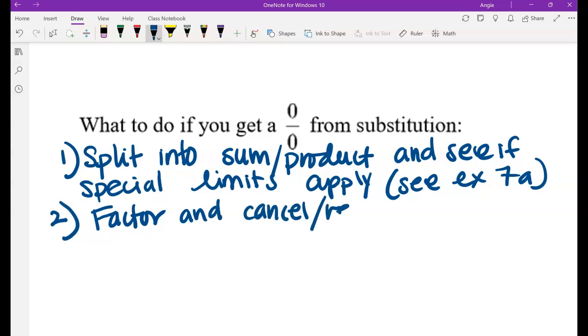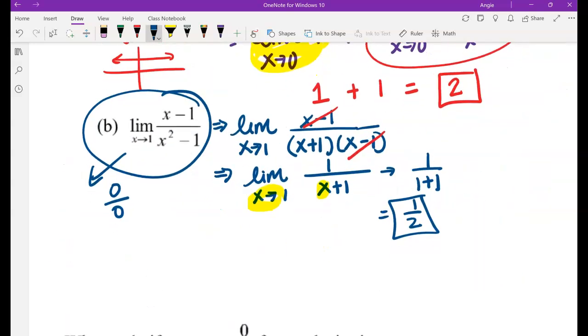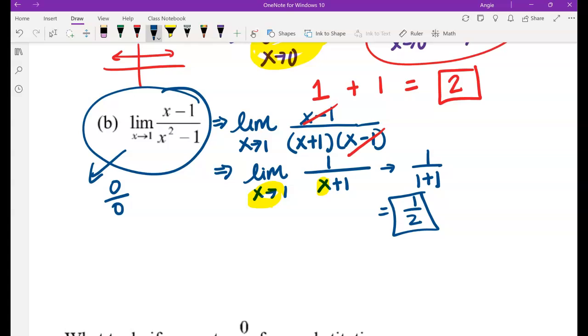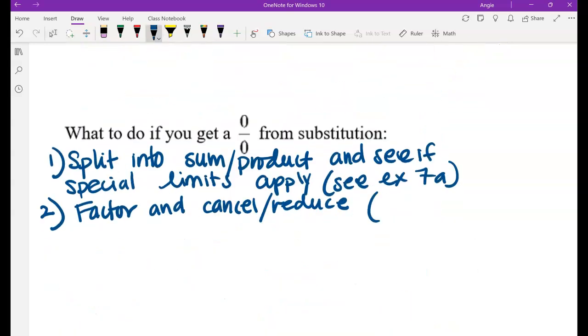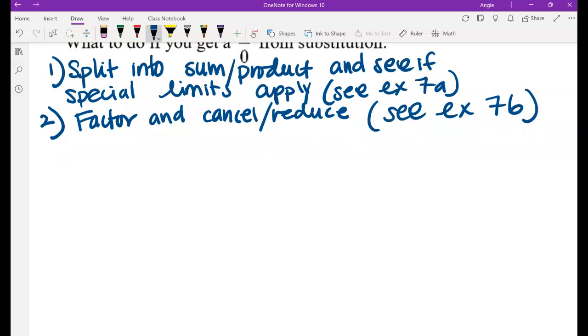Cancel is the same as reduce. Now we did that in example 7b. We substituted in, we got a 0 over 0, that's not legal. We factor out the denominator, we reduce it down, and then we were able to substitute back in. So that was example 7b.